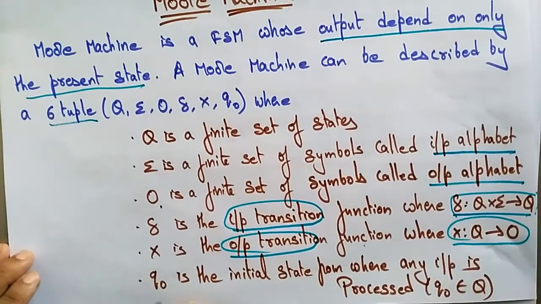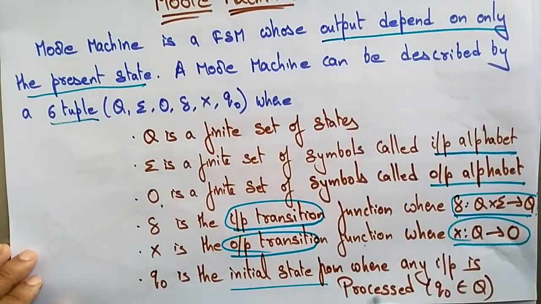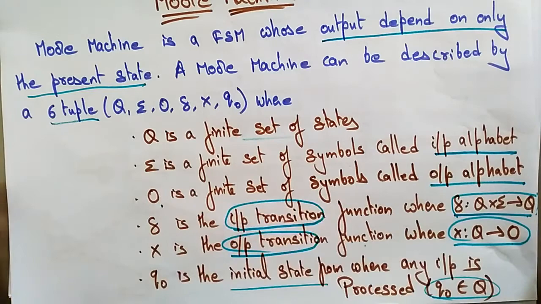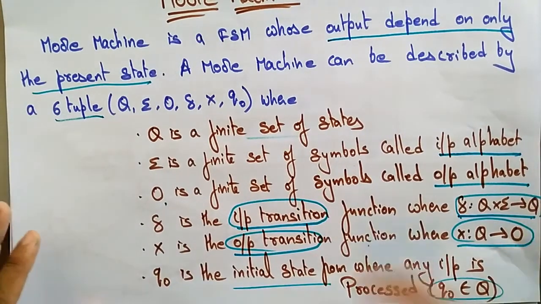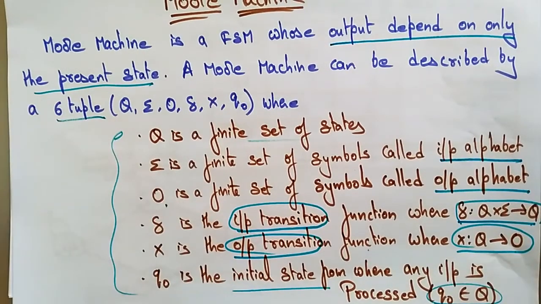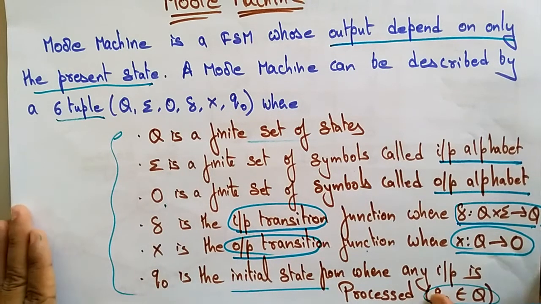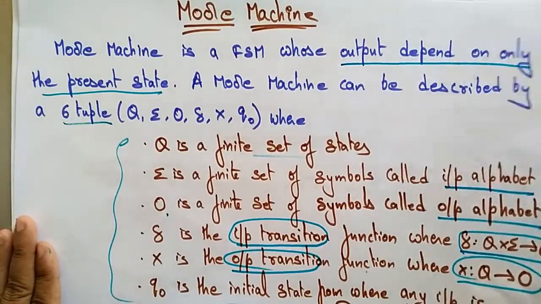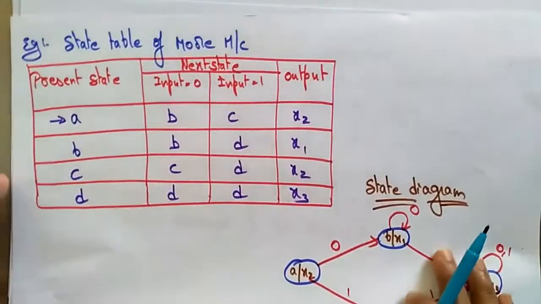And as usual, Q naught is the initial state from where any input proceeds, meaning that Q naught is present in the set of states. Okay, it belongs to the set of states. So these are the 6 tuples of this Moore machine. So the Moore machine can be described with the 6 tuples, and it is a finite state machine, where the output depends only on the present state. Okay, let's see the example.